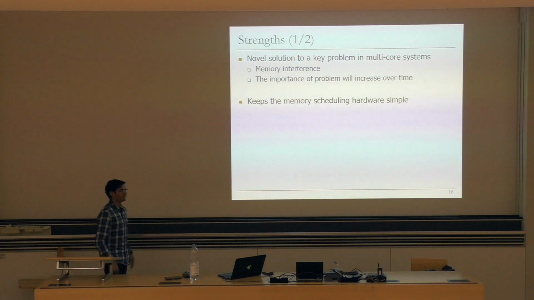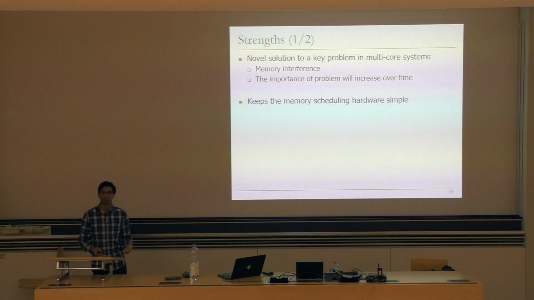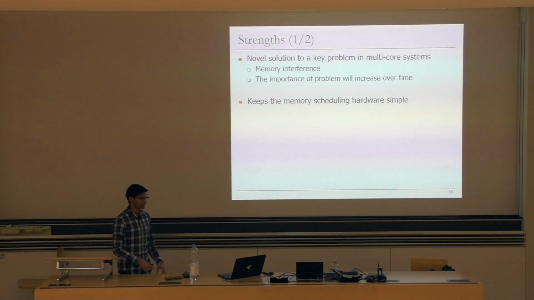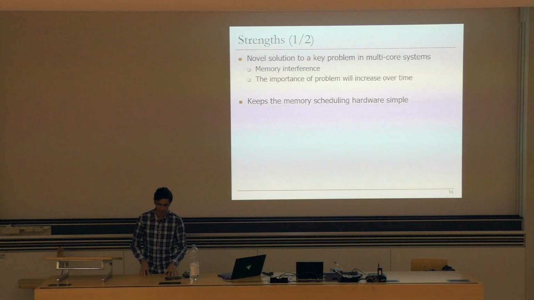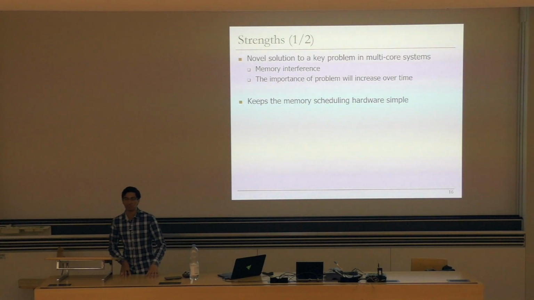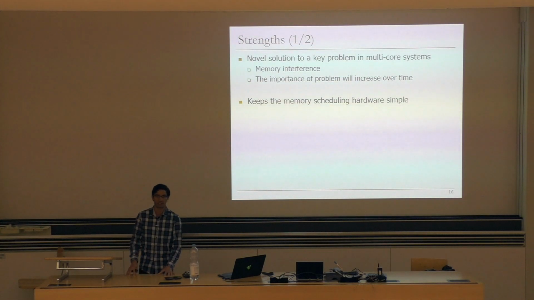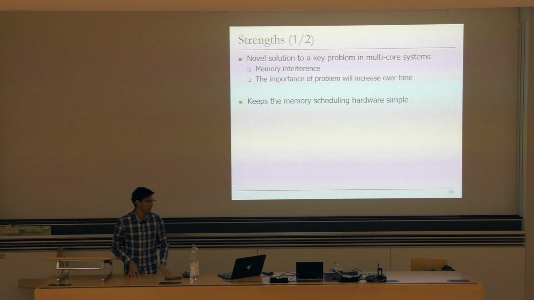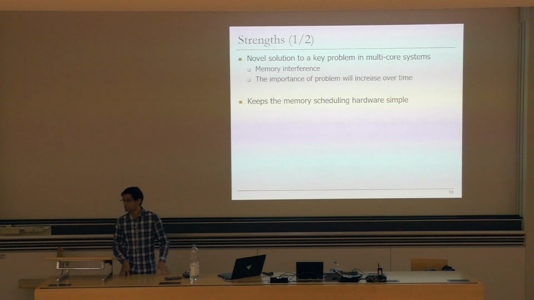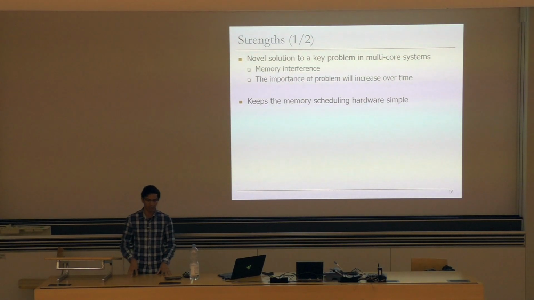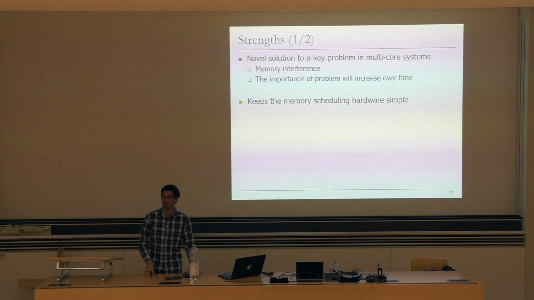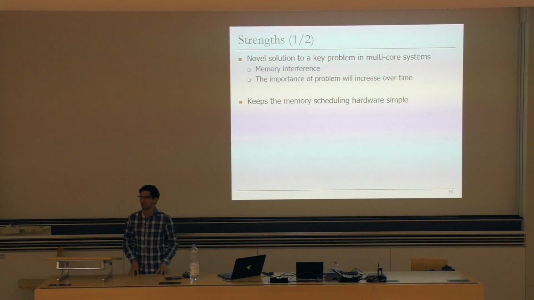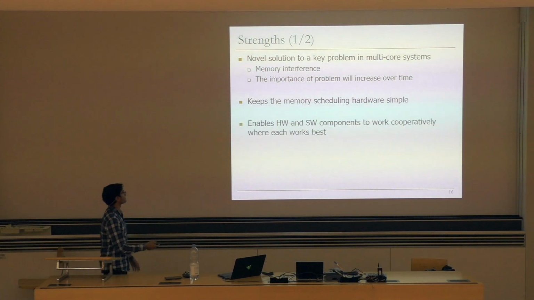Another strength is that MCP keeps the memory scheduling hardware very simple. And I try to emphasize that with MCP and IMPS, right? So MCP requires no changes whatsoever to the memory scheduling logic. And so in that sense, it's very simple to think about and implement, right? IMPS adds some minor changes to the scheduling logic, but compared with the prior proposals before this work, it's far simpler, and this is definitely a strength of the work.